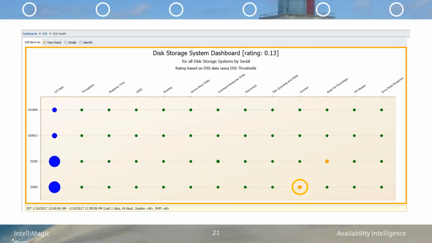Now these yellow dots are very powerful because they're giving you the early warnings. We see two yellow dots here in this environment. One is on one storage system, for the read hit percentage. And on the bottom storage system, which is Z902, we see a yellow dot for the connect time. So we're going to look at this issue and try to figure out, starting from this dashboard, what's going on here? What's causing this issue? So next slide, please.